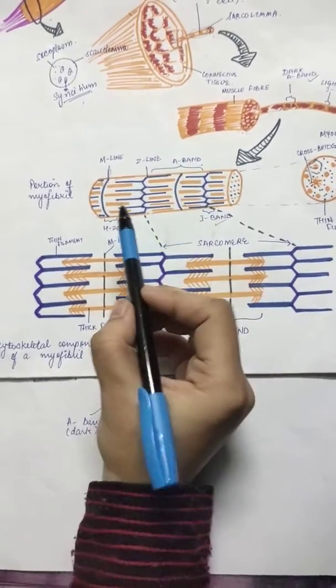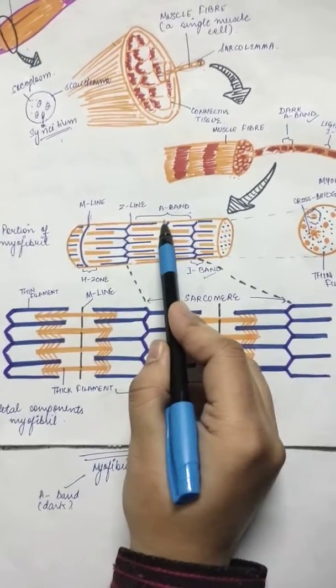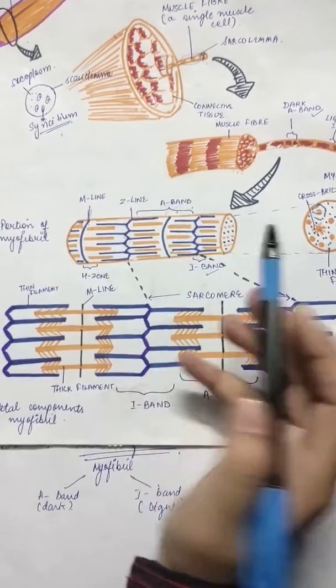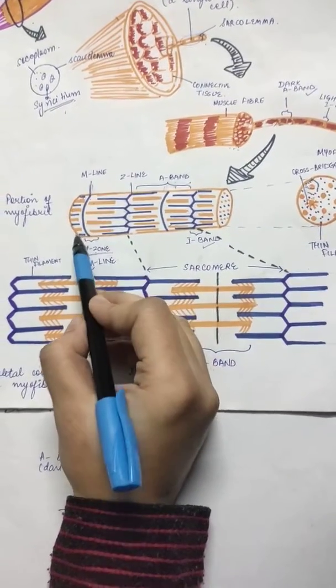Now this completes the A band. Its center is known as the H zone or Hensen zone. This is the H zone.